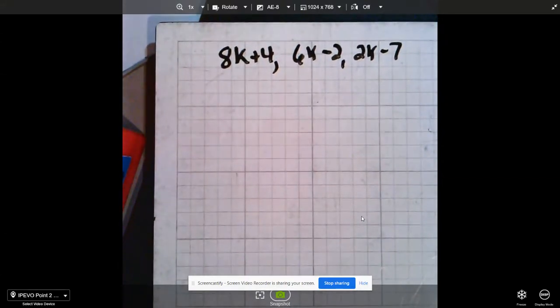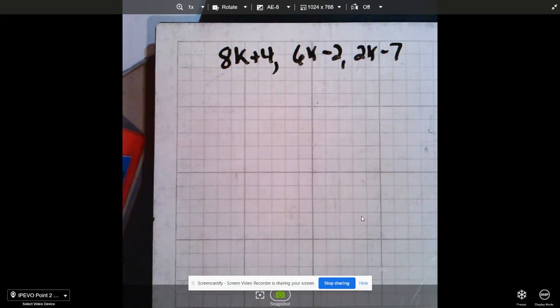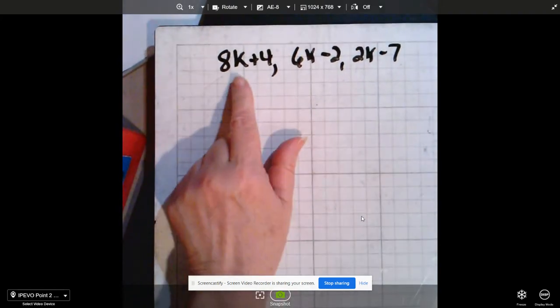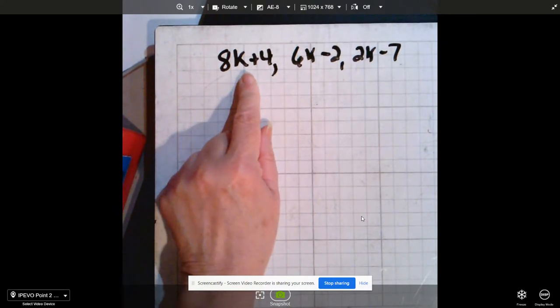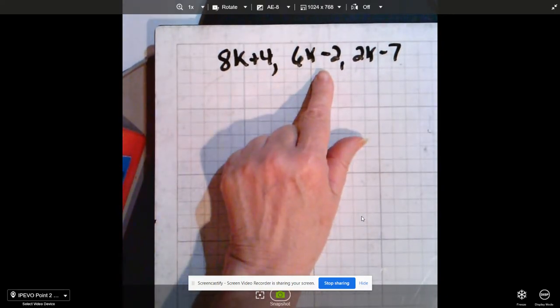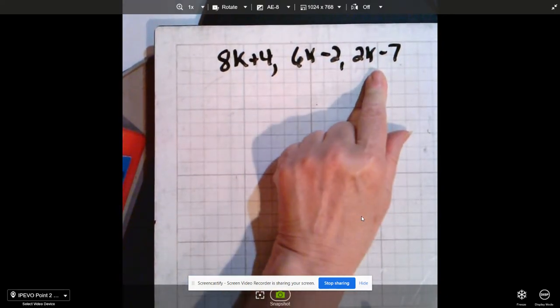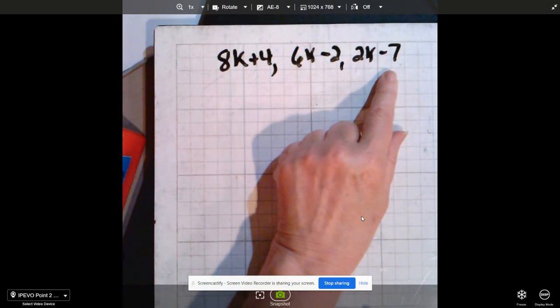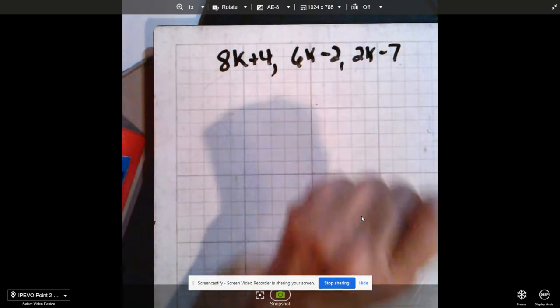All right, so now I'm going to do number 6 on sequence 1. And this is a really great question. I love these kinds of questions. So they give you a sequence, and it starts with 8k plus 4. Then the next term in the sequence is 6k minus 2, and the next is 2k minus 7. And they ask you to figure out what k has to be.